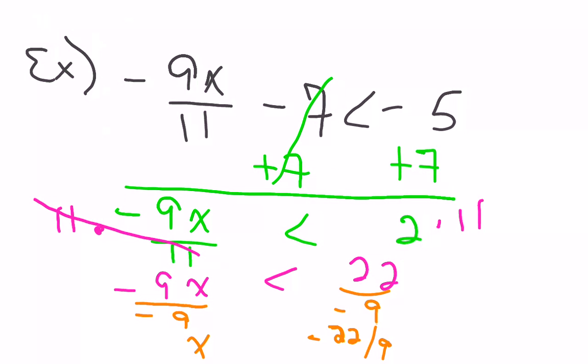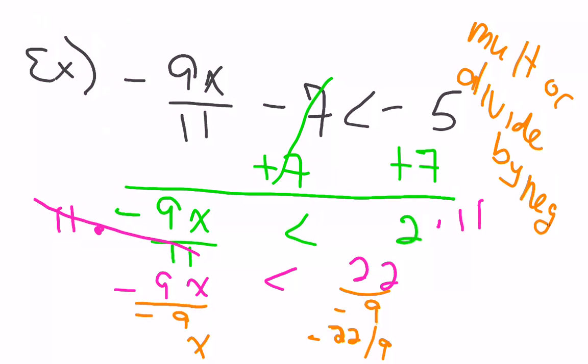However, here's where the difference is with inequalities. If I happen to multiply or divide by a negative number, then we have to flip the sign. So notice it was a less than sign when we started. Now, because I divided by a negative, it's greater than. So our answer becomes x is greater than negative 22 ninths.